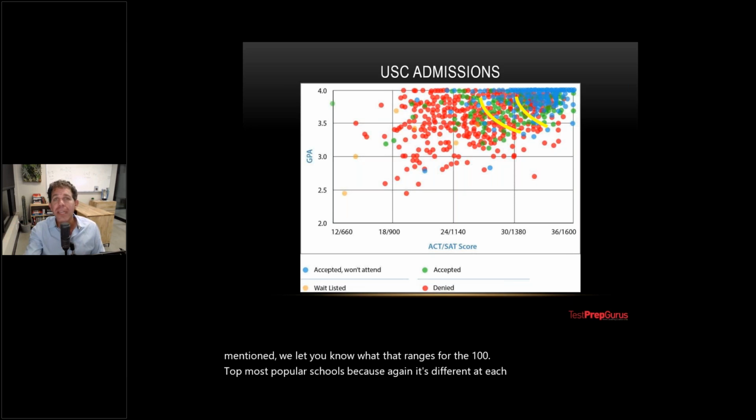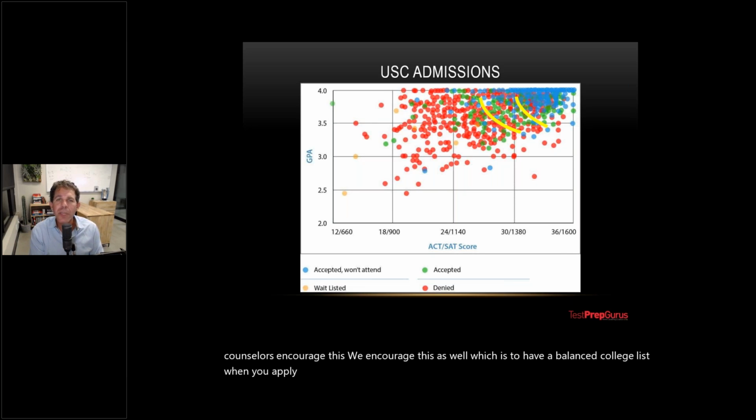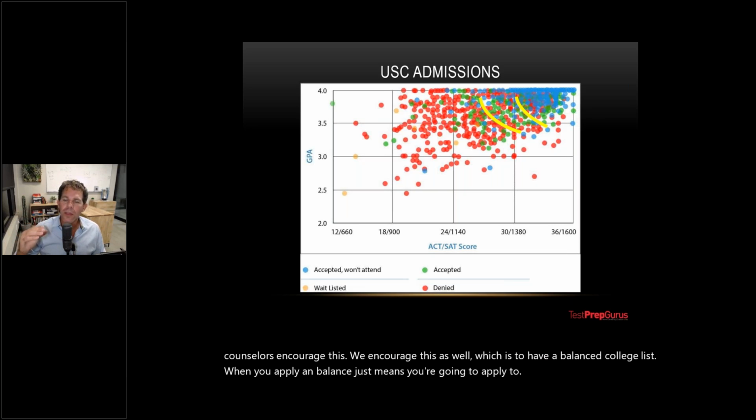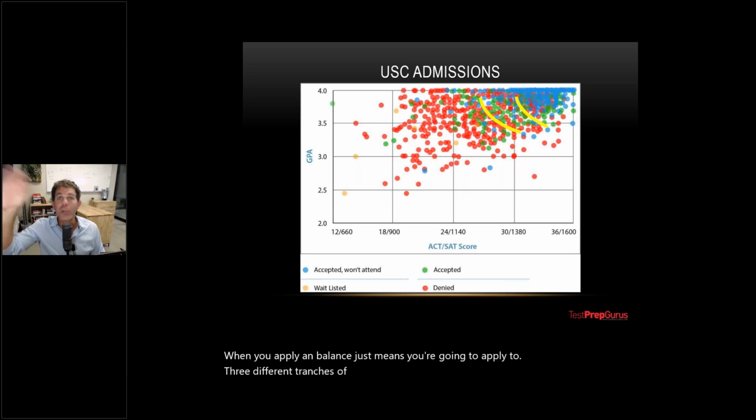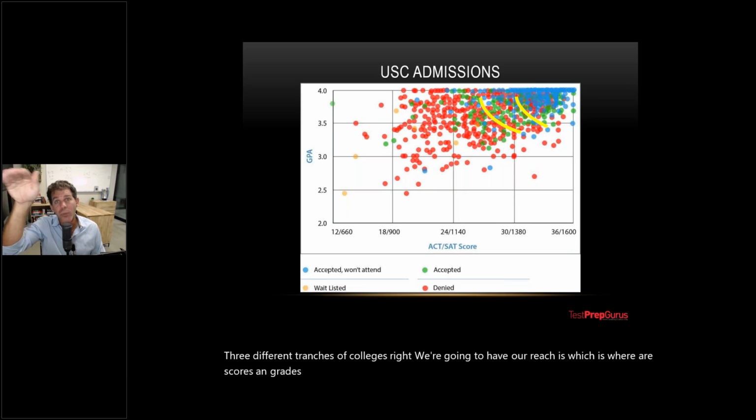And I know at CDM, your counselors encourage this. We encourage this as well, which is to have a balanced college list when you apply. And balance just means you're going to apply to 3 different tranches of colleges, right? We're going to have our reaches, which is where our scores and grades maybe are a little below the typical applicant. That's fine. Throw your hat into the ring at a few of those colleges.